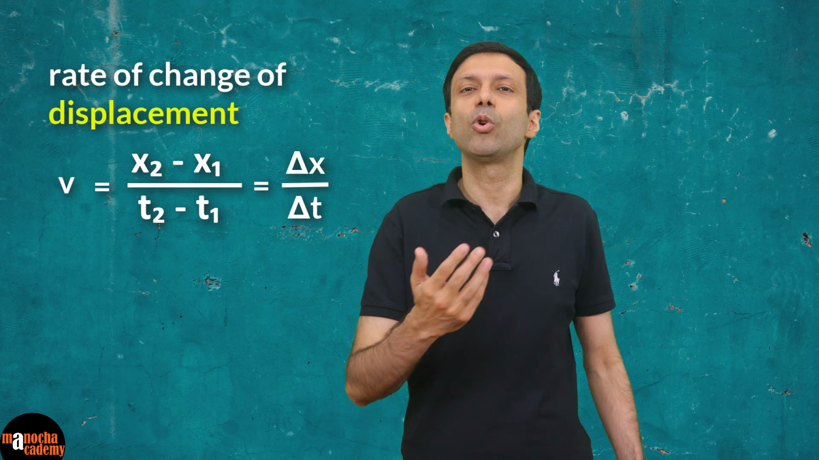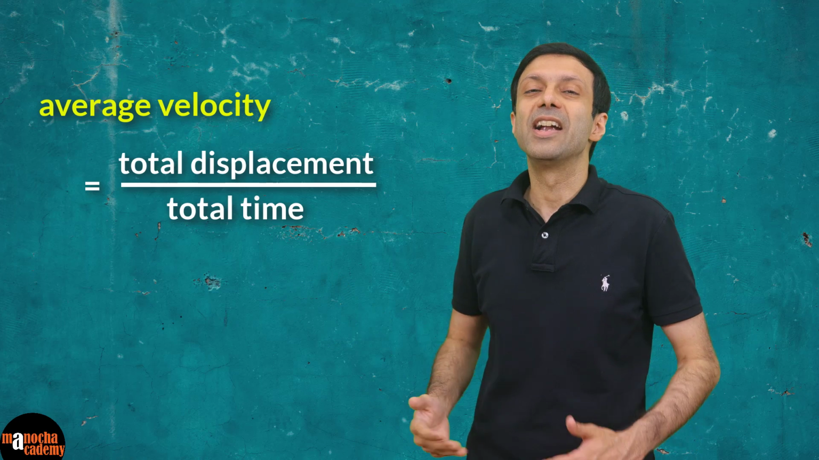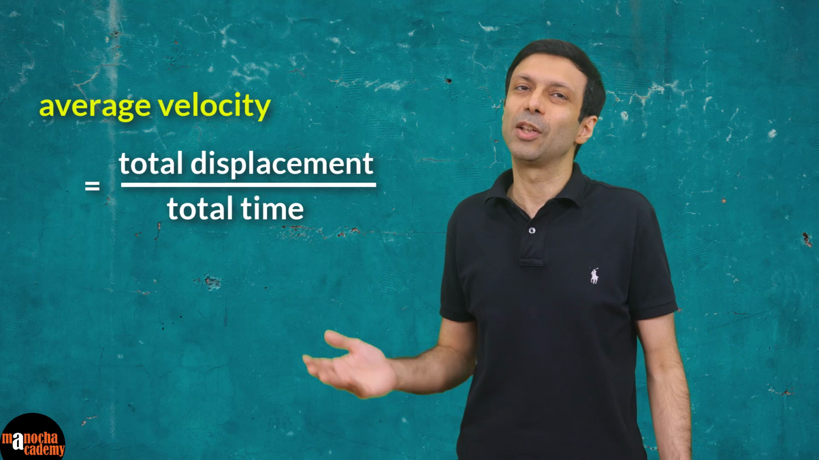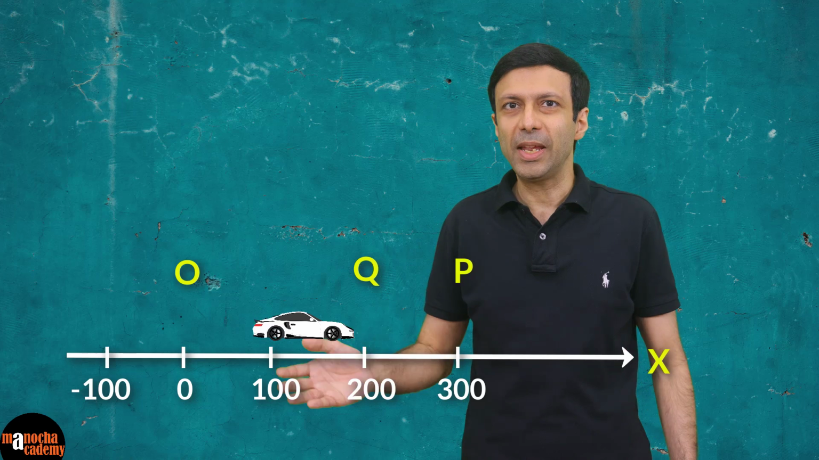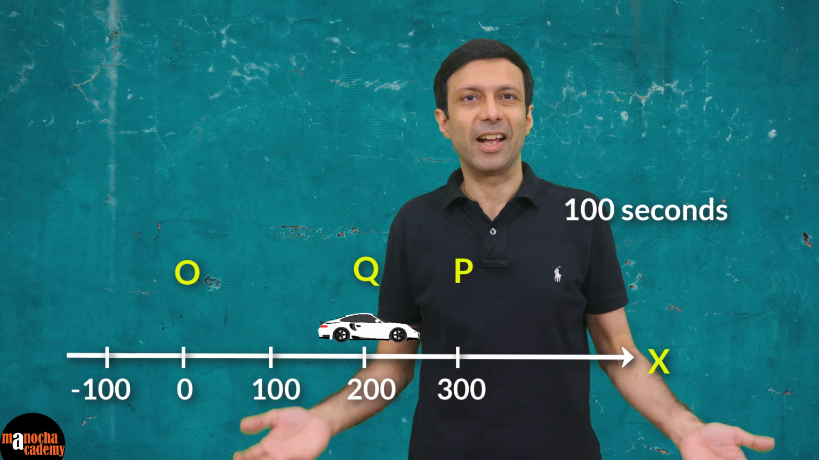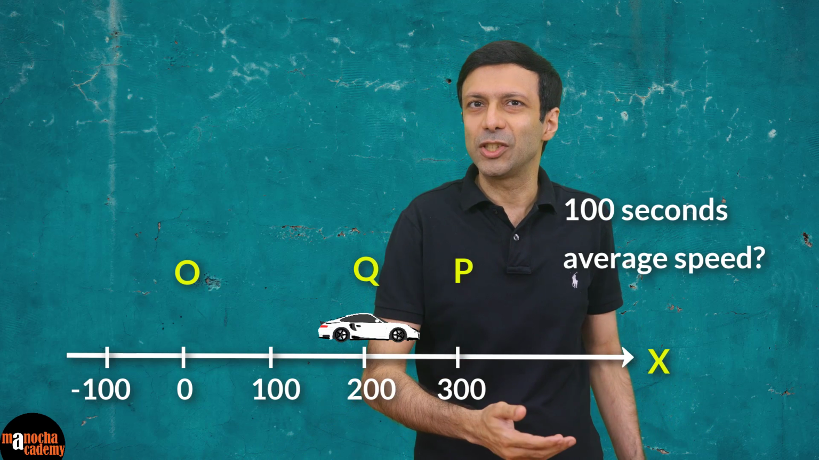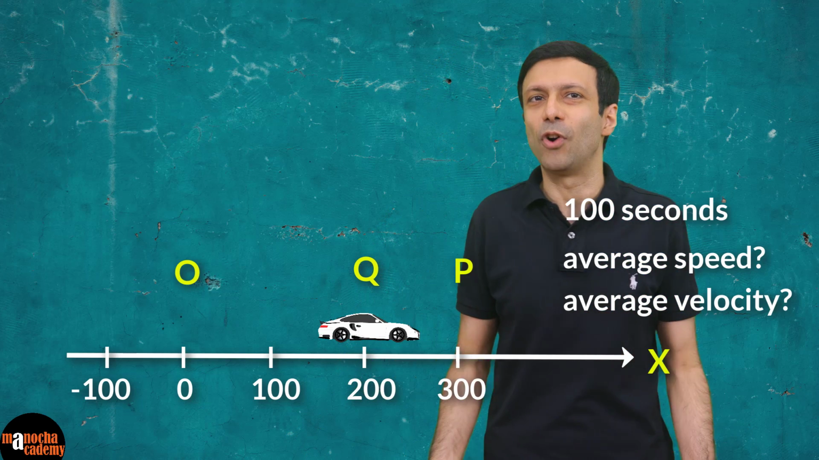And just like we discussed about average speed, similarly we can specify the average velocity for the entire journey. And what will that be? Again, simple. The formula is going to be the total displacement of the moving body divided by the total time. So that's the formula of average velocity. Let's go back to our car example, where the car traveled from O to P and then back to Q. Let's say it took 100 seconds for this entire journey. Can you find the average speed and the average velocity of the car? It's really simple. Just use the formulas.